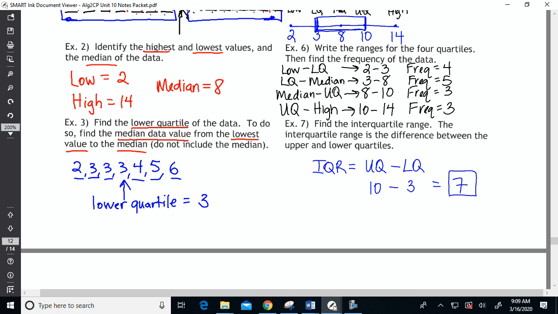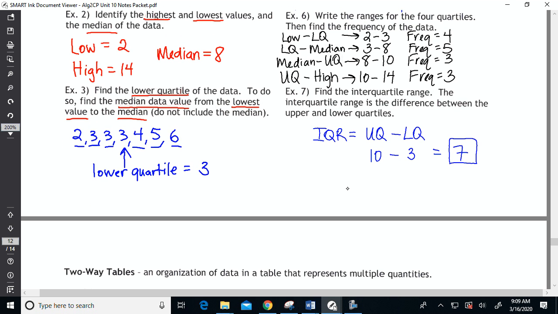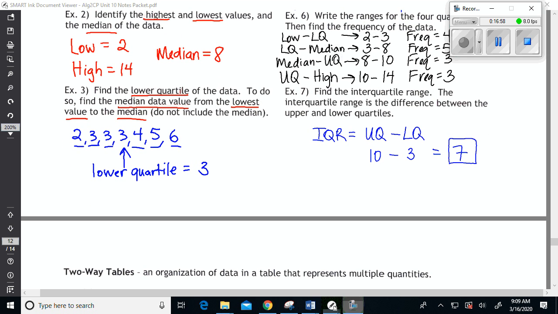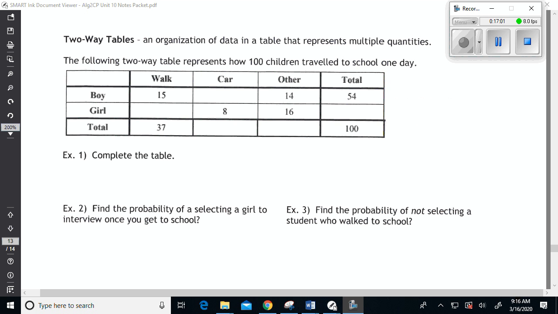The last type of data that we're going to look at are two-way tables. So finally, let's look at a two-way table. A two-way table is simply an organization of data in a table that represents multiple quantities. So you're just working with multiple things at a time. But other than that, you're doing the same things that you normally would with a table.